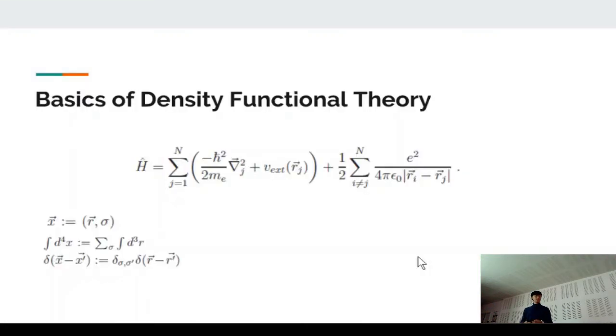On the first part, if you want to study many particles, we just have your regular Hamiltonian, and we sum over all the particles. So we have the kinetic energy term, the external field term, and we have the interaction term. And to make some short notations, we have the vector x, where we will define the 3D vector, R vector.